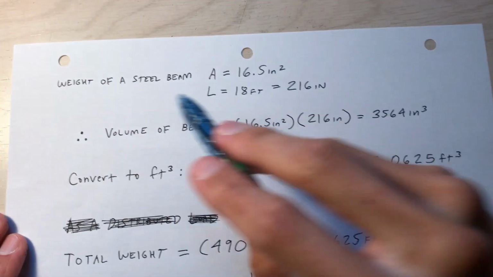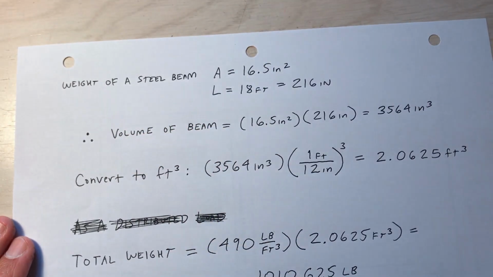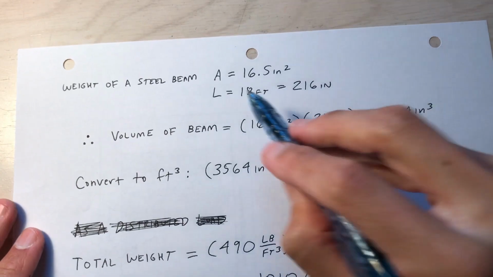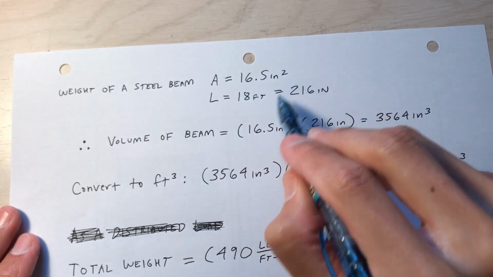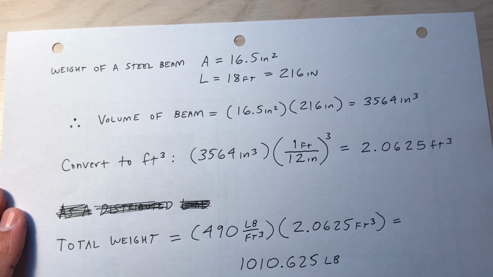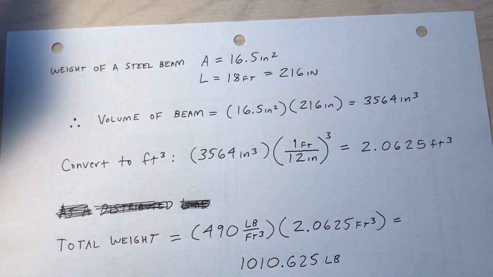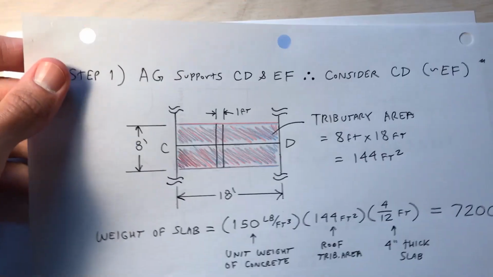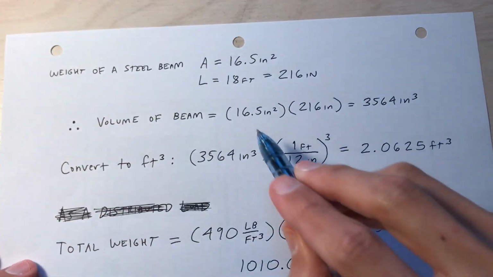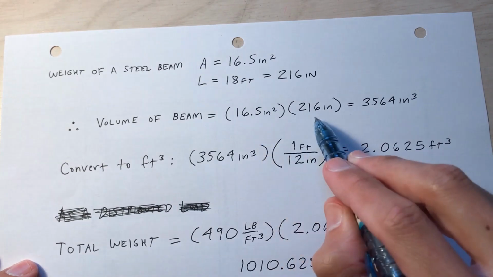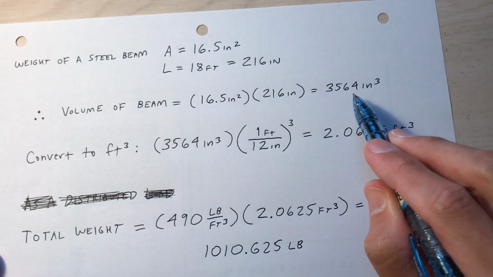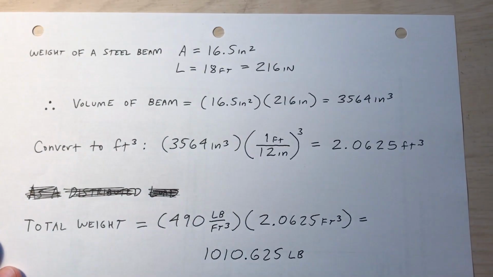So what's the weight of the beam itself? Weight of a steel beam? Actually, this is the steel beam that I'm analyzing, that is CD from the previous illustration. The cross-sectional area is 16.5 square inches. The length spans 18 feet. That's 216 inches. So now I calculate the volume of that beam. Remember this drawing? The volume of beam CD is what I'm looking for here. The cross-sectional area, 16.5, times the span, so A times L. I've got 3,564 cubic inches of steel that make up that beam.